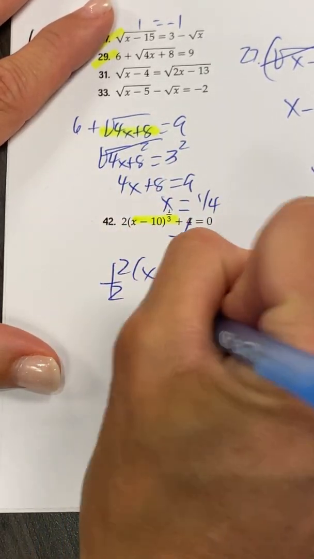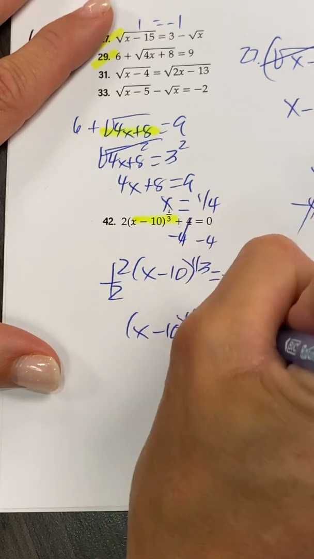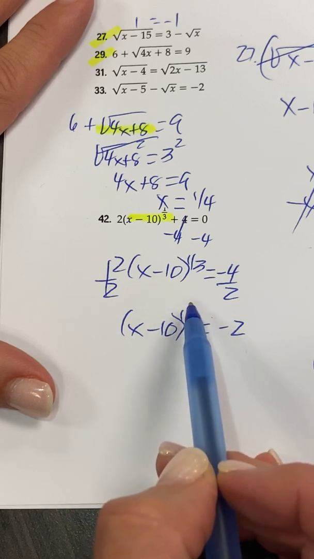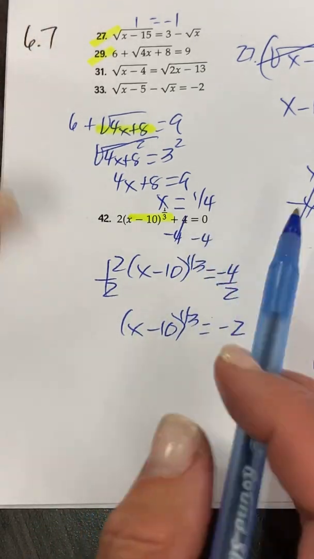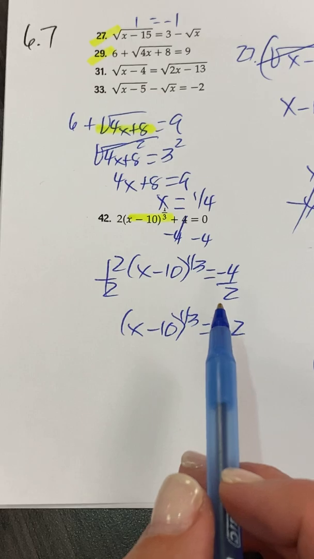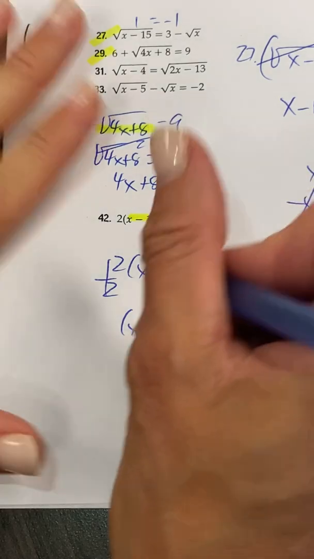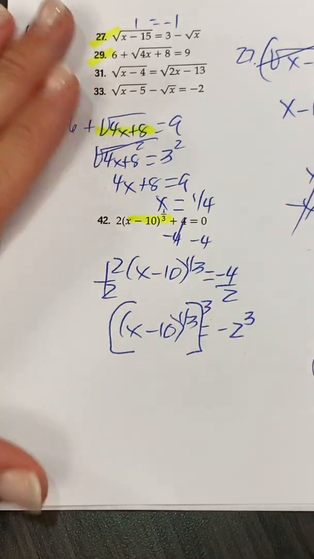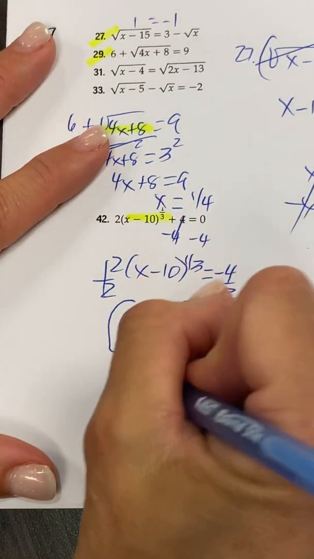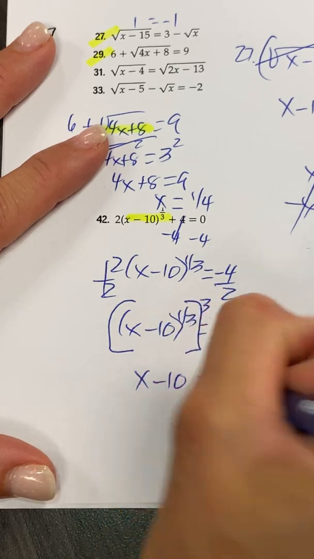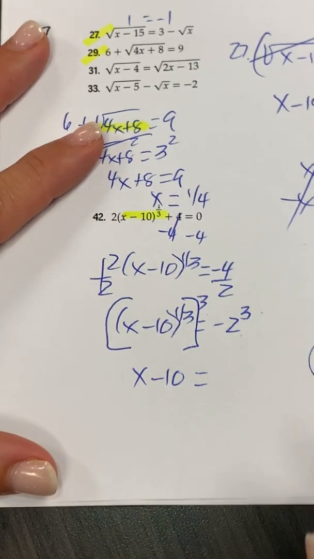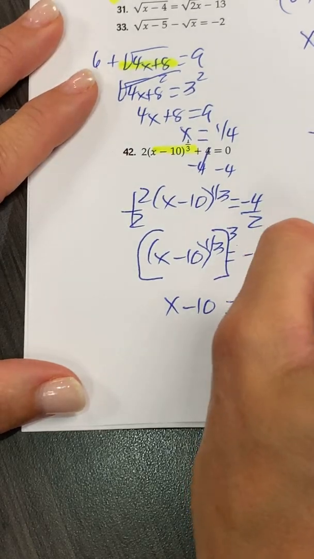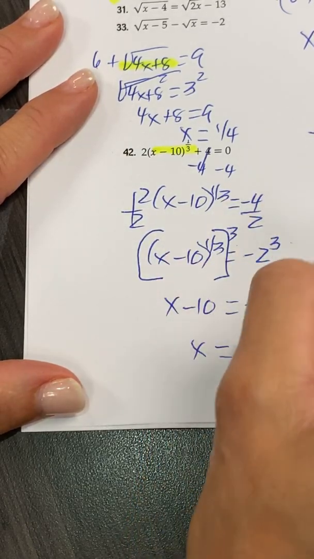If I wrote this as a third root, I would be cubing both sides. If it's a 1/3, I'm still going to be cubing both sides. Some of y'all didn't do these questions from the book, but you should understand the idea, right? So I'm left with x minus 10 equals, guys, what's -2 to the 3rd power? -8. So my answer is +2.